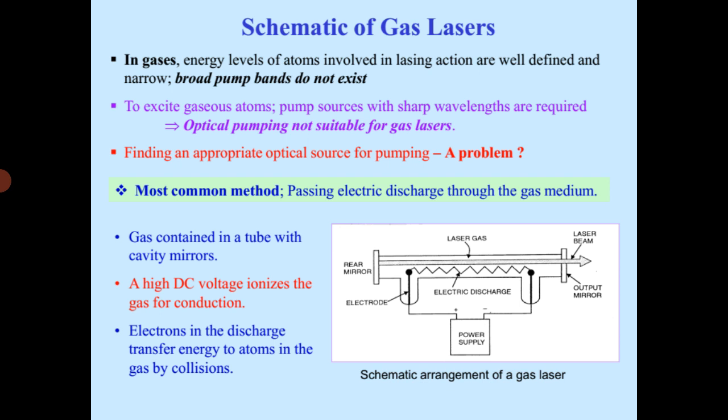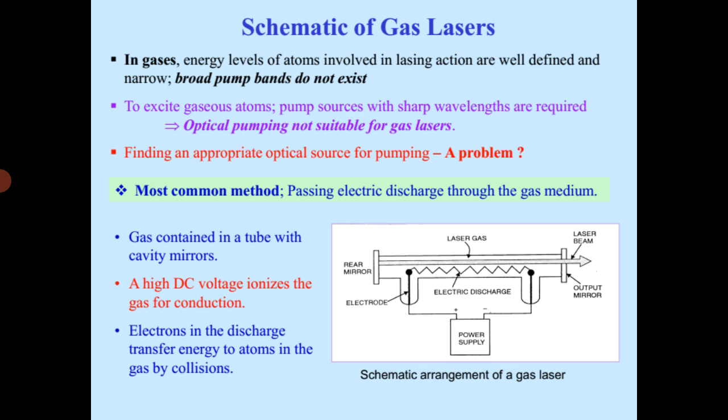First we will discuss the schematic of gas lasers. On the screen you can see the diagram of a gas laser. On one side there is a rear mirror. In the middle there is a discharge tube. Next are the output mirror, laser beam, electric discharge, and we have to join a power supply.